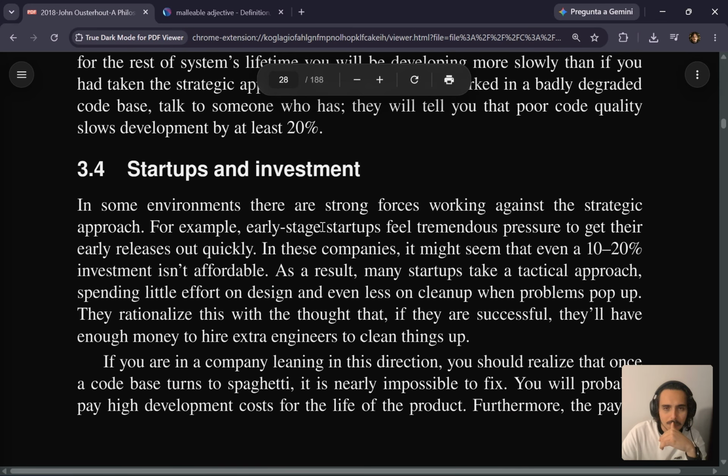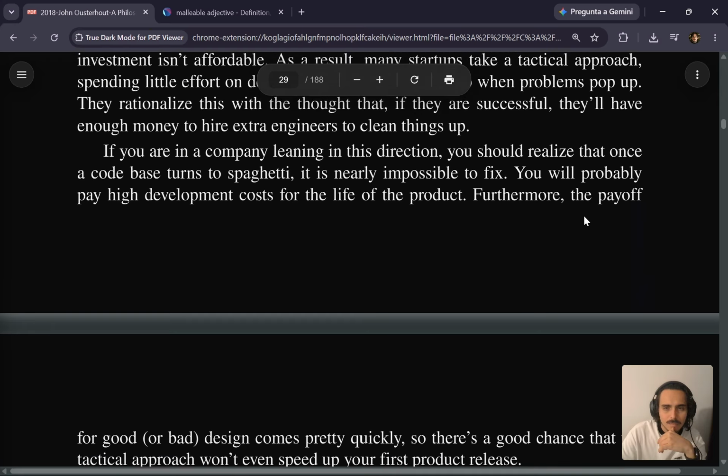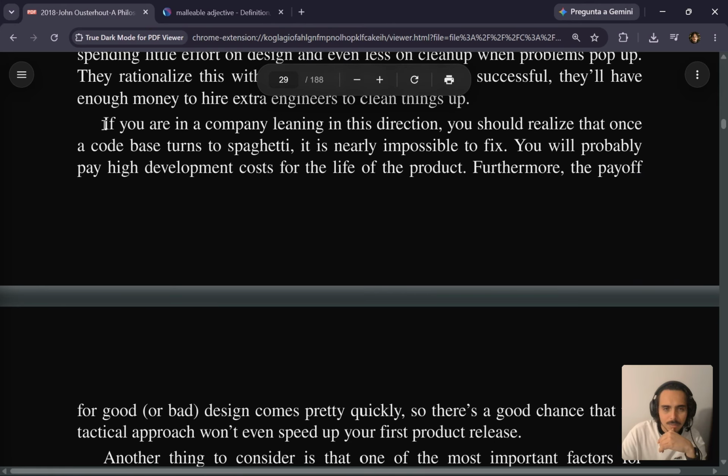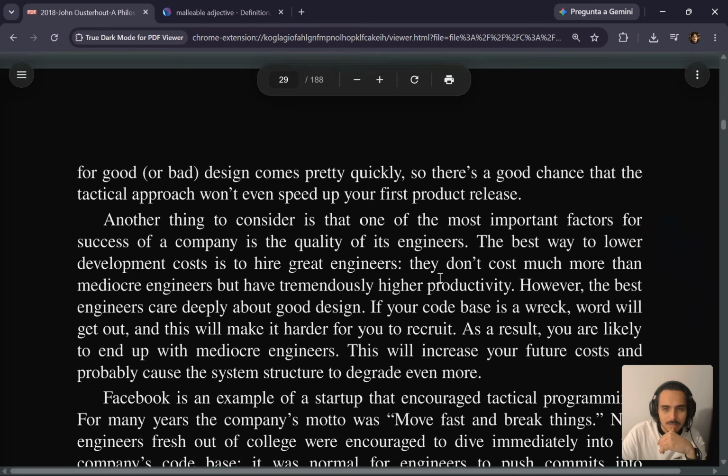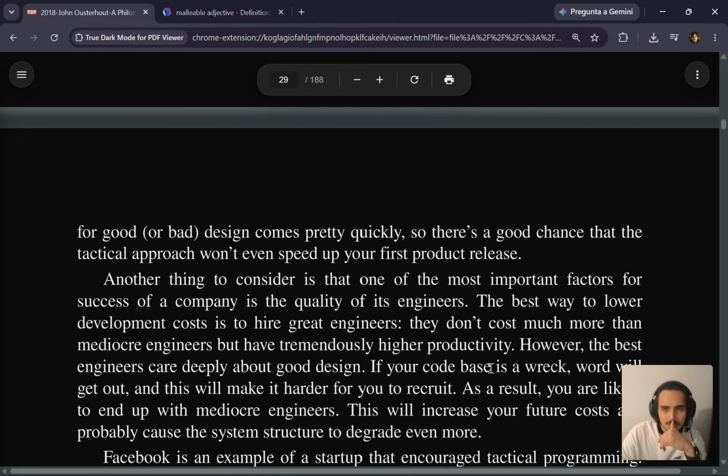Startups and investment. In some environments, there are strong forces working against a strategic approach. For example, early stage startups feel tremendous pressure to get products out quickly. You should realize that once a code base turns to spaghetti, it is nearly impossible to fix. You will probably pay high development costs for the life of the product. The payoff for good design comes pretty quickly, so there is a good chance that the tactical approach won't even speed up your first product release.